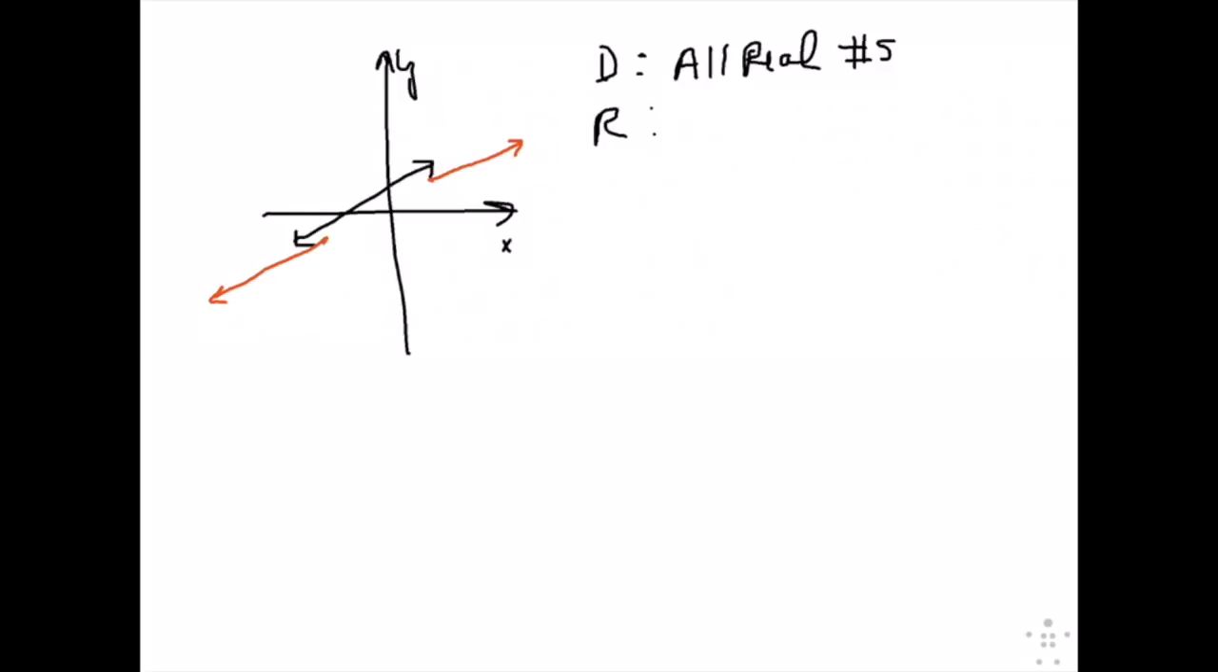Because now going up and down, this continues to go up in the y direction, and this continues to go down in the y direction. So every number is hit on the y-axis. So it's all real numbers for the range, right? Okay. Now let's take a little different graph. Let's say we have this, and we have a parabola, right? And let's call this 1, 2, -2.